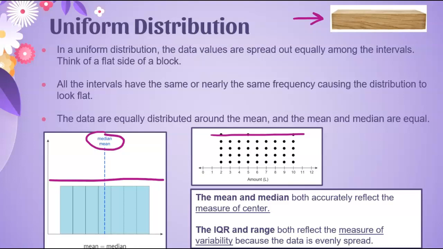When we have a uniform distribution, the mean and the median accurately reflect the measures of center. And so when we talk about the measure of variability, we can also use the interquartile range and the range, because everything is an equal amount far away from the mean and the median. So in each one of these, the mean, the median, the IQR, and the range all reflect accurately the way the data is spread and the middle of the data.